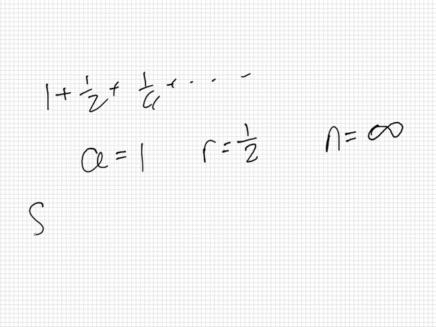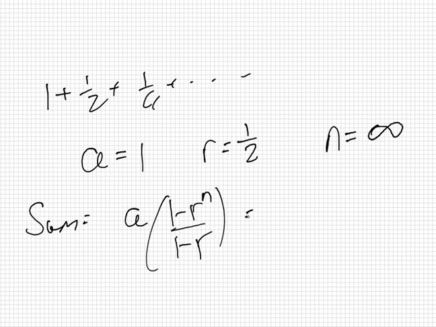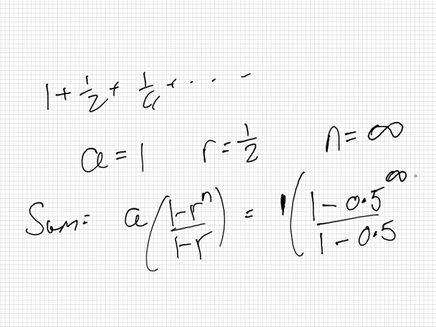Now let's calculate the sum. What's the formula? It's a times 1 minus r to the power n, over 1 minus r. So that's 1 minus 0.5 to the power infinity, over 1 minus 0.5. So we really want to look at what is happening here. If you have your calculator, can you type in 0.5 squared? Type it in. I'll leave this here for a moment.